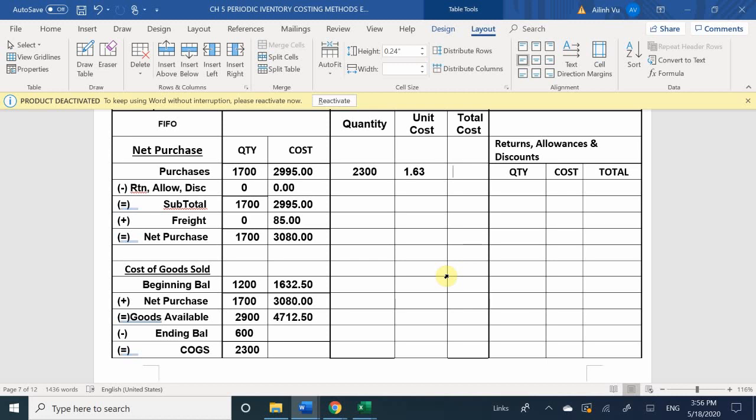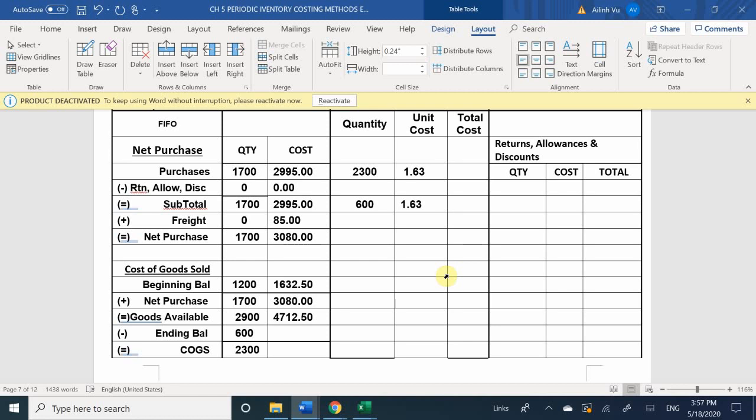Okay, so I ended up with 978 instead of 975, doing it that way, rounding it up. Okay. First, what was your number? What number did you use? Did you do 600? Yeah, 600 times $1.63. Okay, so you solved for the ending inventory first.